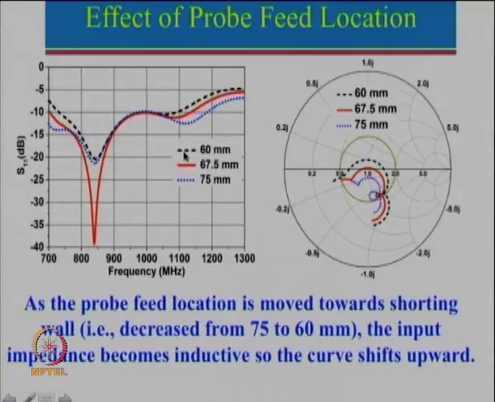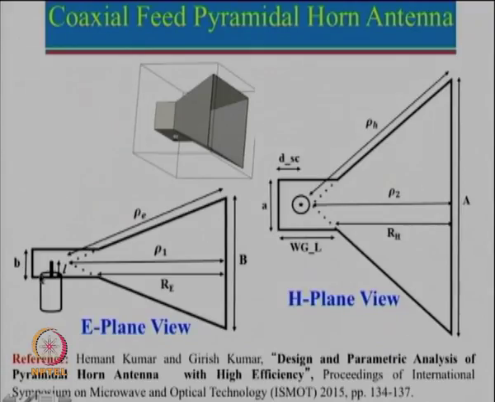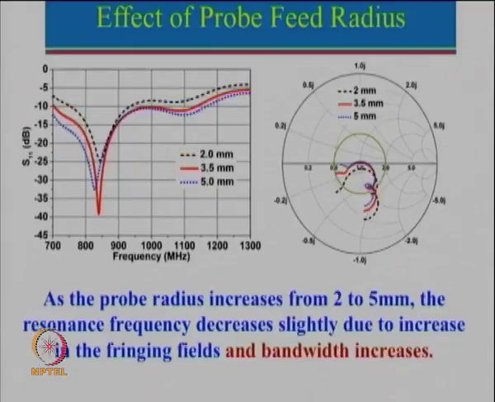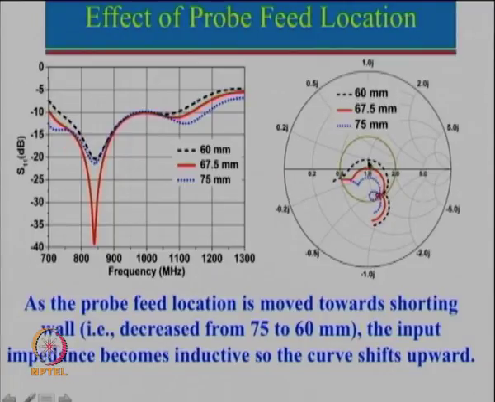If this distance is small, then for the impedance looking from here, recall transmission line theory. For a transmission line, if this length is less than lambda by 4, then the input impedance becomes inductive. And if the length is more than lambda by 4, the input impedance here will be capacitive. So that impedance will do the loading effect. For a shorter distance, the input impedance will be inductive, so one can see the shift along the inductive region. In fact, this concept can be used to optimize the feed location so that we can get proper impedance matching with the feed probe.